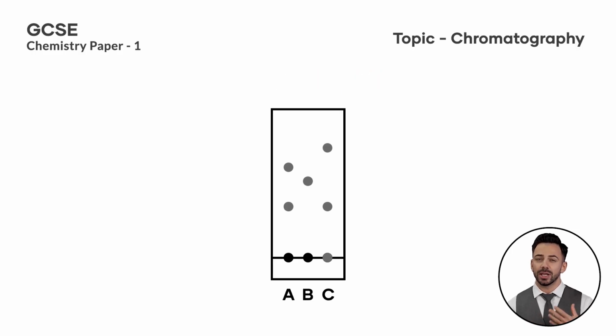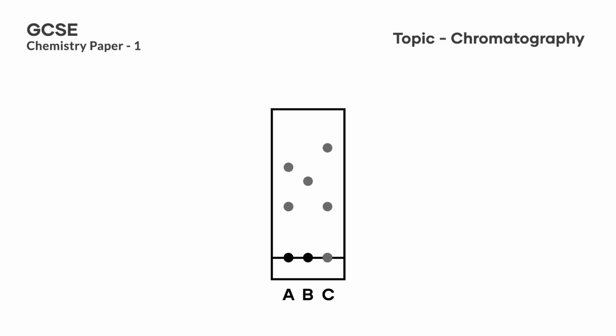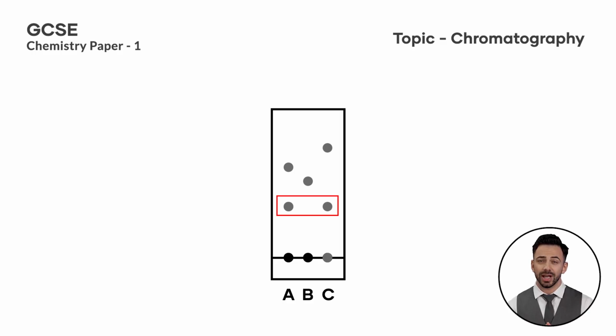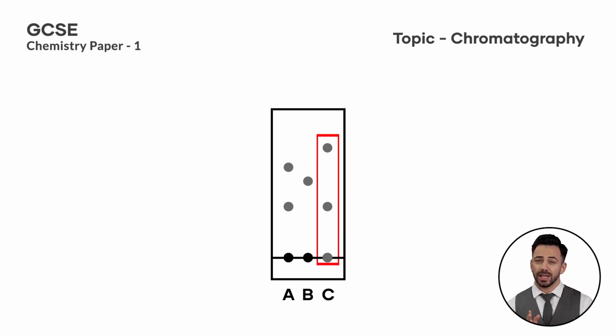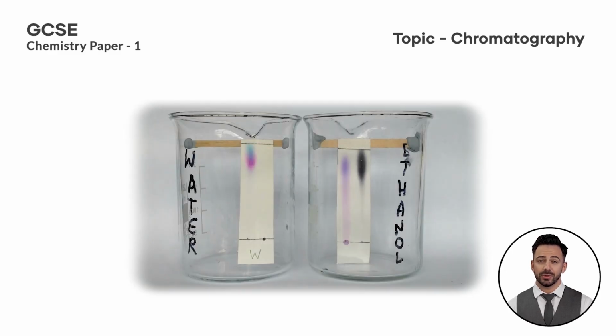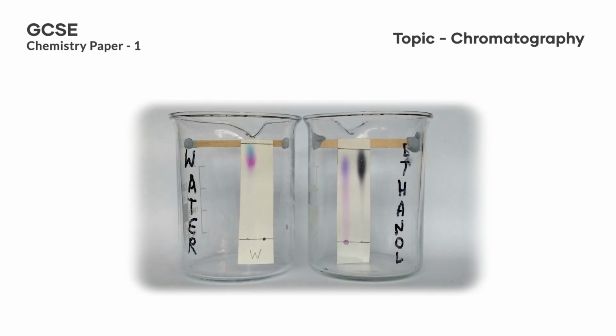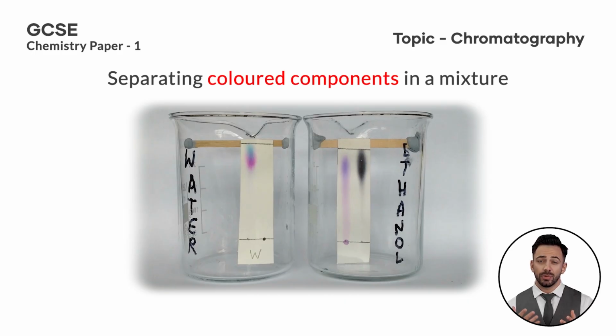Which 2 inks share a common dye? If spots line up at the same height, the inks share a dye. In this case, ink A and ink C share a common dye. Ink C also contains the most dyes because it has the most spots. Now, what is chromatography most useful for separating? It is most useful for separating colored components in a mixture.